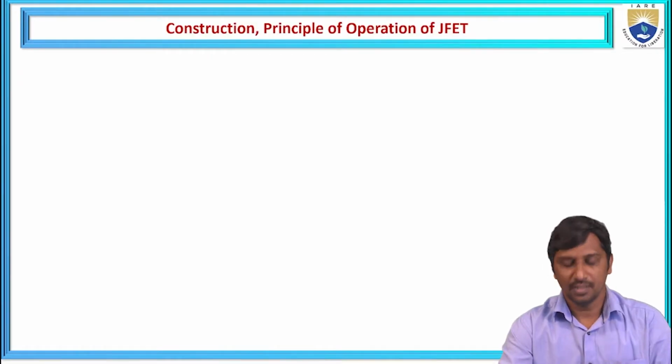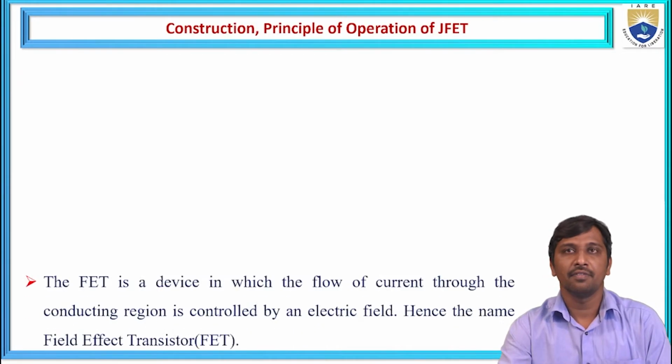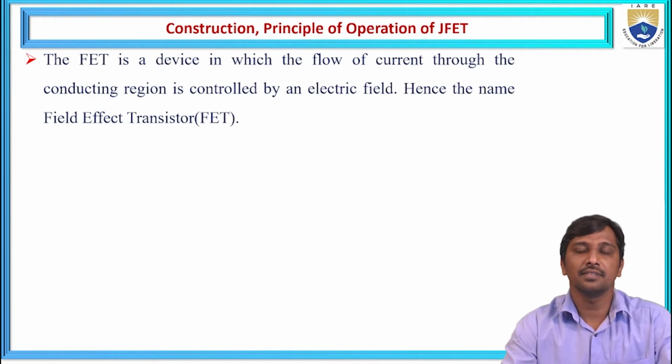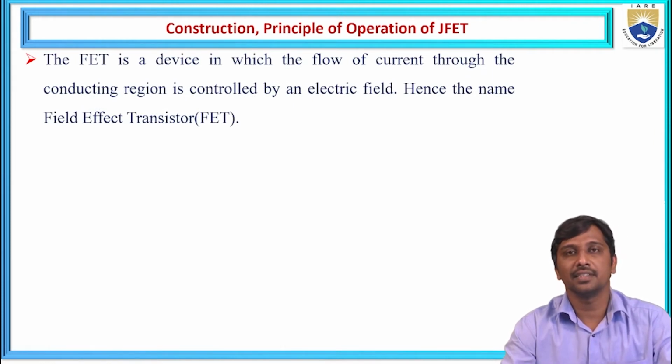So, up to this, we identified the two types of transistors. One is the bipolar junction transistor, another one is the field effect transistor. If you observe the BJT principle, in a bipolar junction transistor the conduction depends upon both the charge carriers, that is majority charge carriers as well as the minority charge carriers.